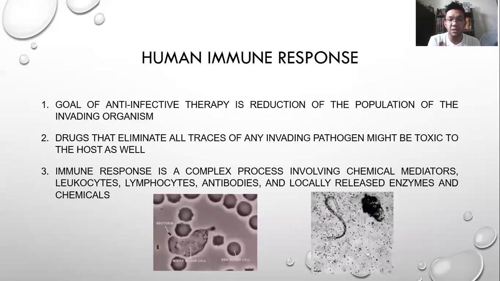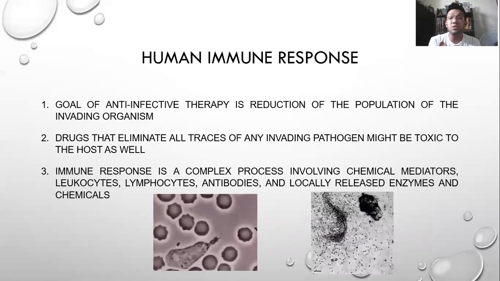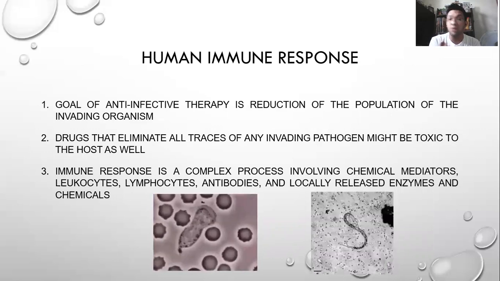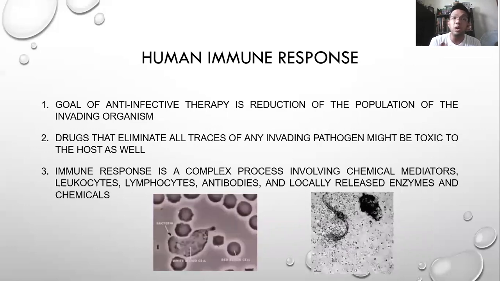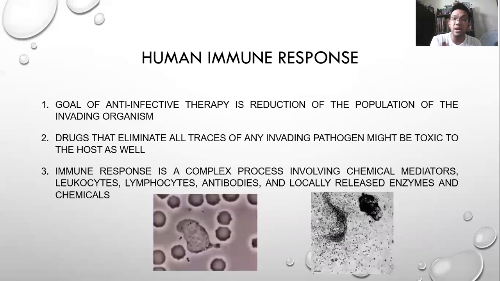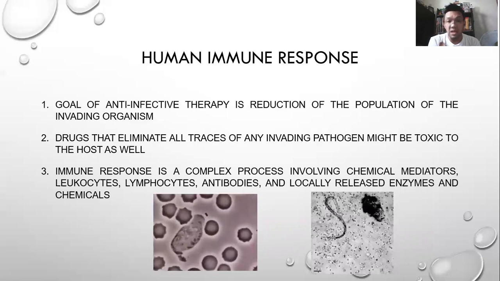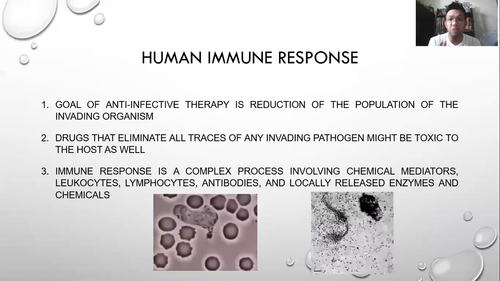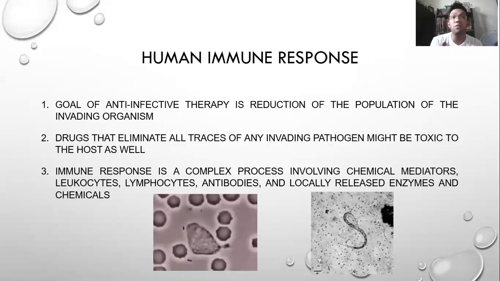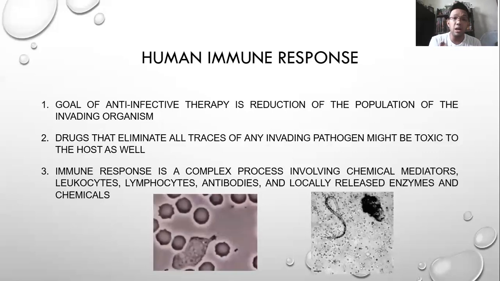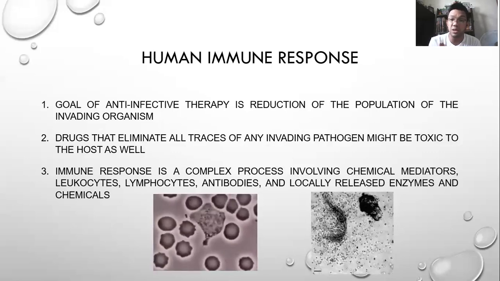Human immune response. Number one, the goal of anti-infective therapy is the reduction of the population of the invading microorganism. It will just reduce, it will not totally kill all of the invading microorganisms that are in our body. It will just reduce the population. In turn, our own immune system is going to fight it off. The antibiotics or the anti-infective agents will only be there to help reduce the population.